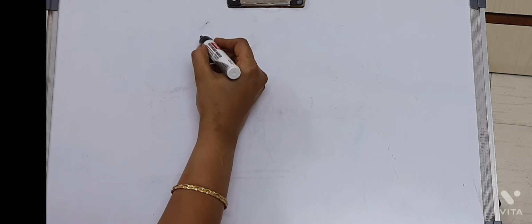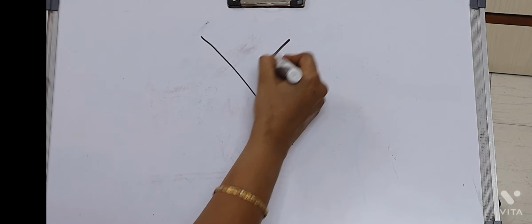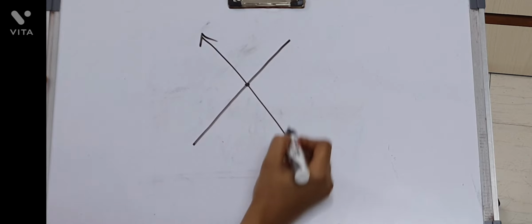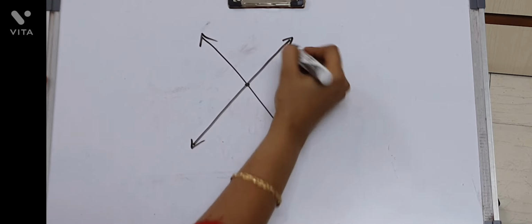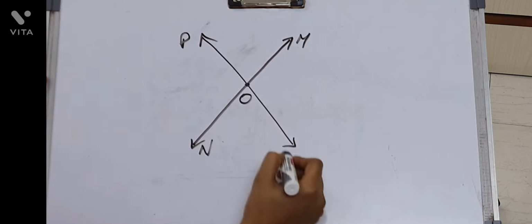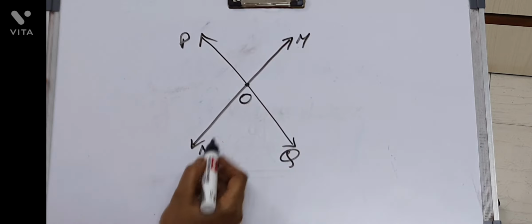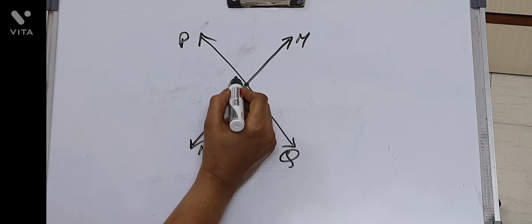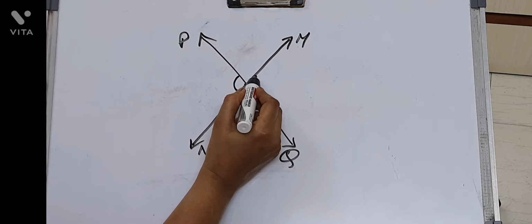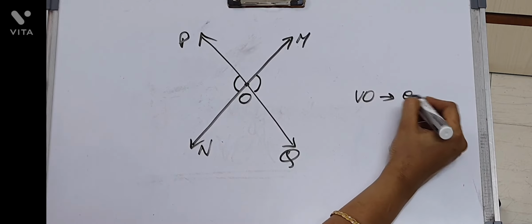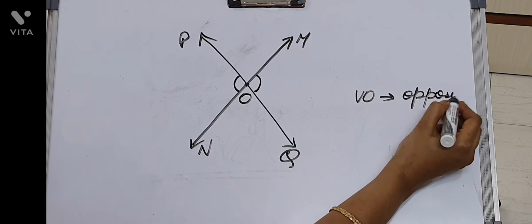In very simple terms, when two straight lines intersect at a point, okay, there are two lines which are intersecting at a point O. PQ is a line and MN is a straight line, which are intersecting at a point O. So in this case, vertically opposite angles are these. Vertically opposite angle, as the word suggests, means the opposite angle.